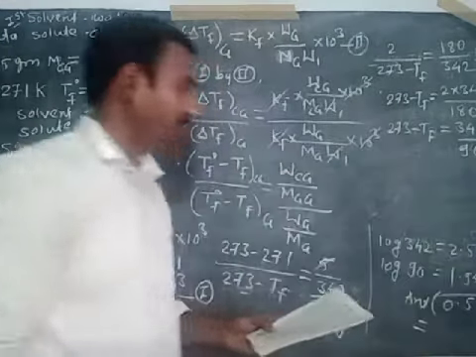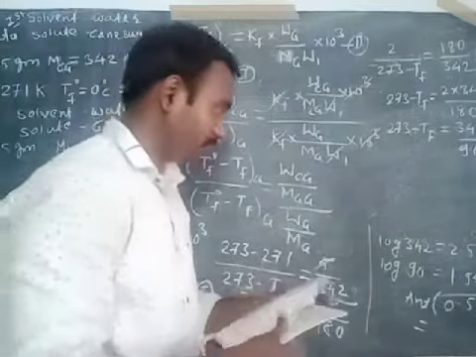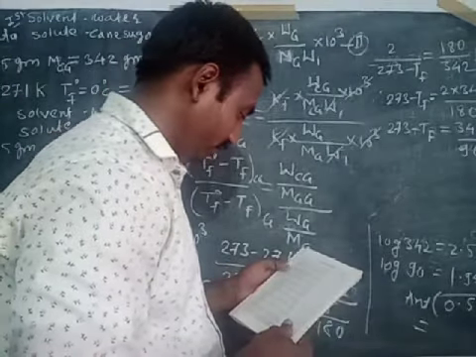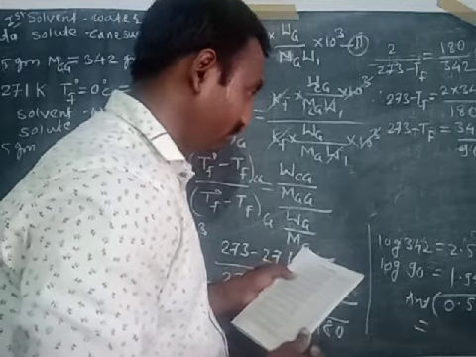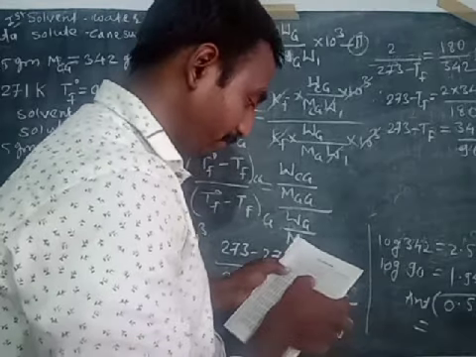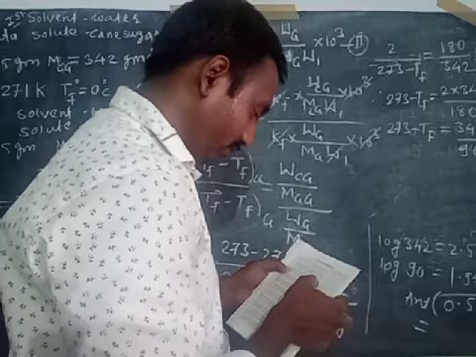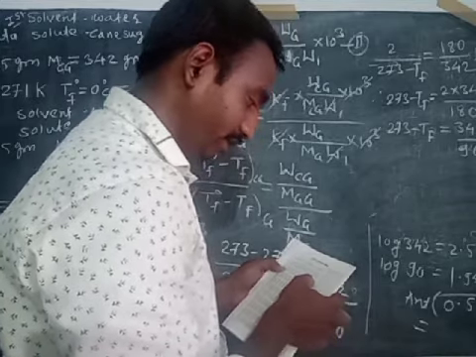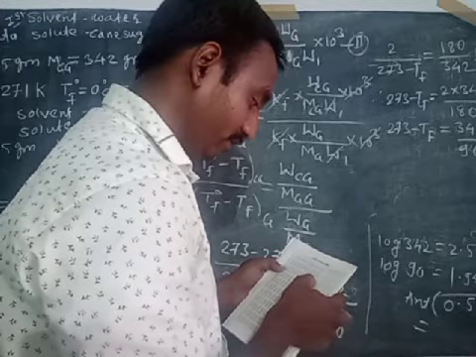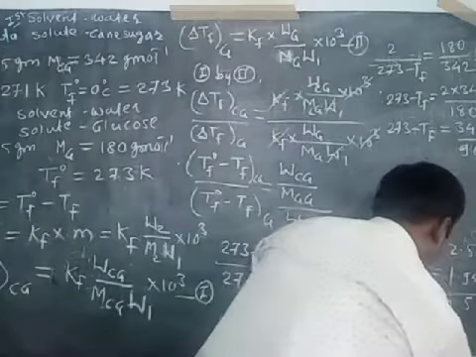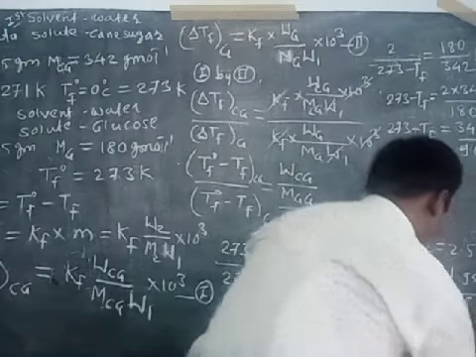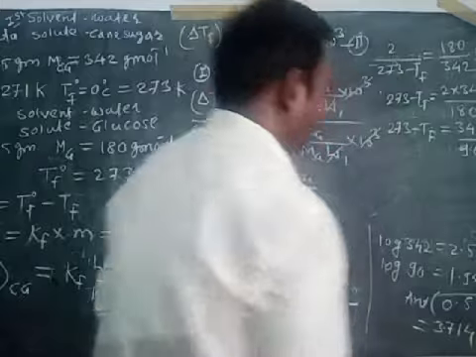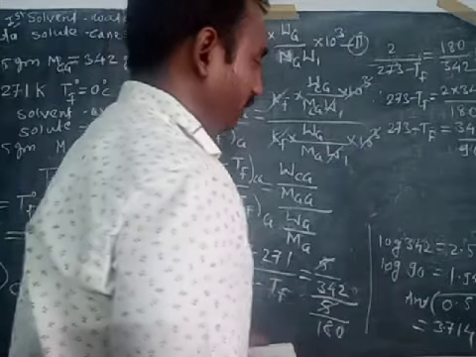On antilog of this term, antilog of 0.57, antilog of 0.57 is 3707, plus 7, that is 3714. 3.714, that will be the value.